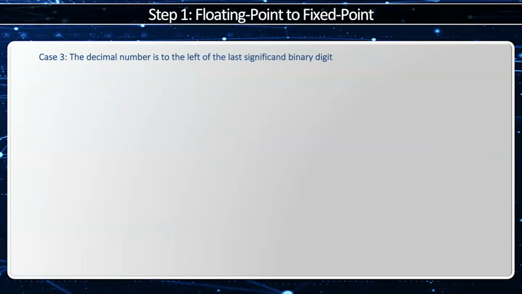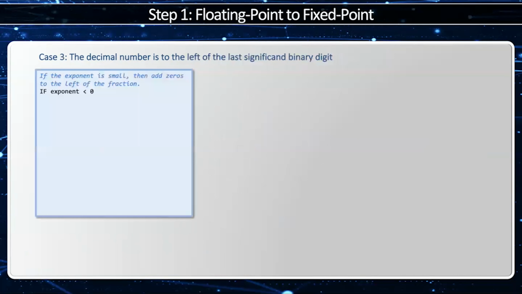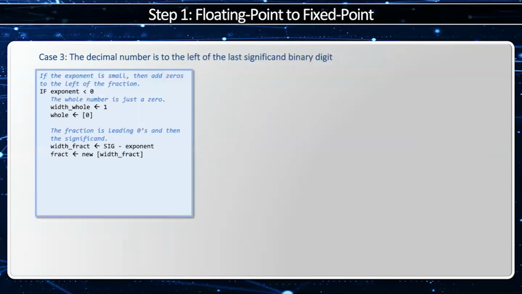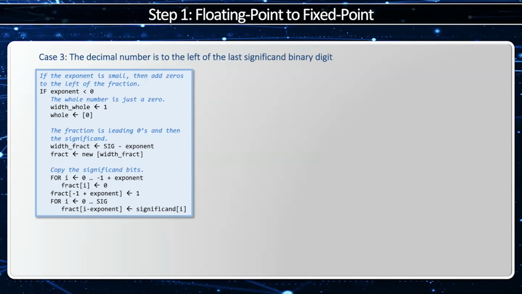Now the final case is when the decimal point is to the left of the last or greatest significant digit, okay? And it's going to happen when the exponent is less than 0. And that means the whole number component is just going to be 0, and all the significand is going to go in the fractional component. And how big is the fractional component? It's this width of the significand minus the exponent. So I'm going to allocate that space. I'm going to copy over the leading zeros as necessary, then the implied 1 dot, and then all the significand.